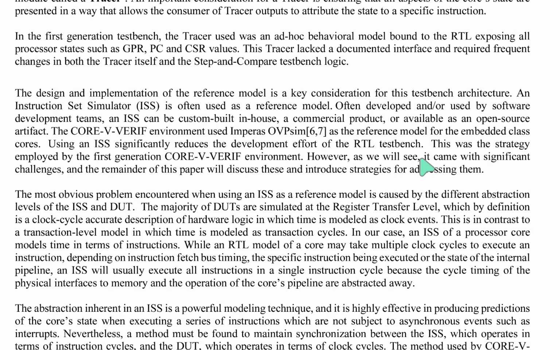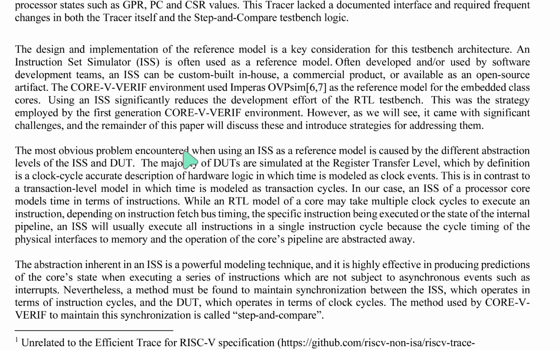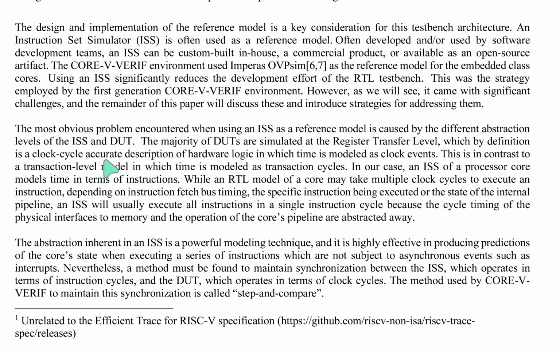However, as we will see, it came with significant challenges, and the remainder of this paper will discuss these and introduce a strategy for addressing them. The most obvious problem encountered when using an ISS as a reference model is caused by the different abstraction levels of the ISS and DUT. The majority of DUTs are simulated at the register transfer level, which by definition is a clock cycle accurate description of hardware logic in which time is modeled as clock events. This is in contrast to a transaction level model in which time is modeled as transaction cycles.